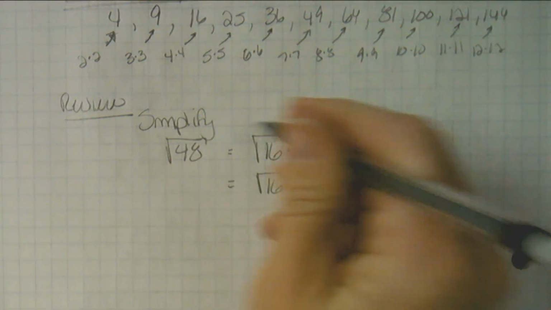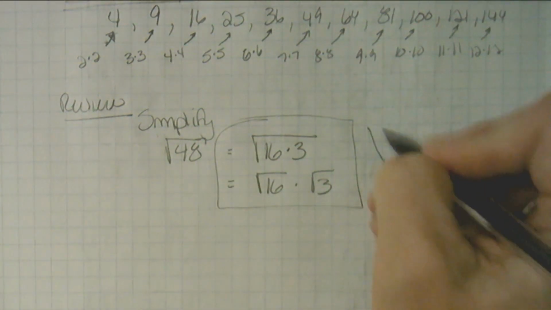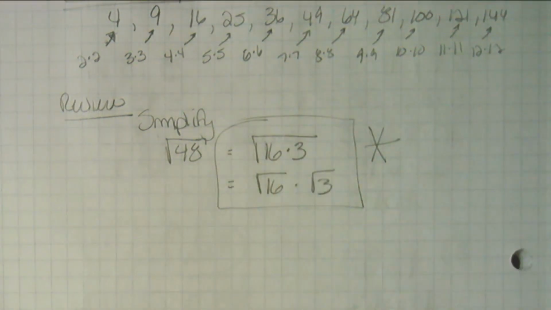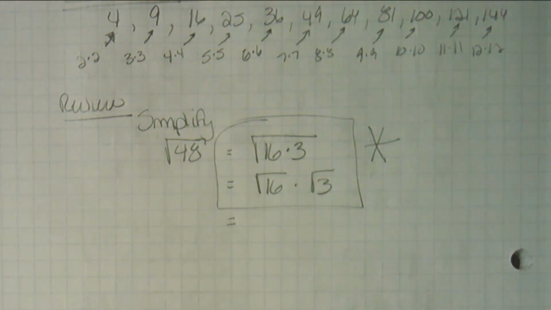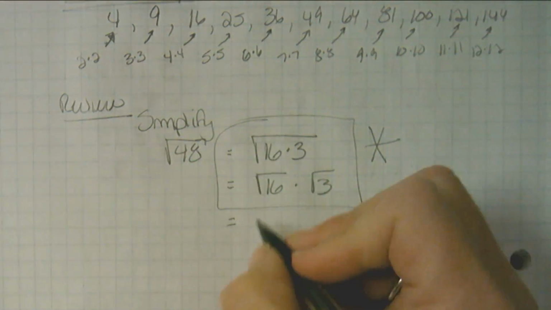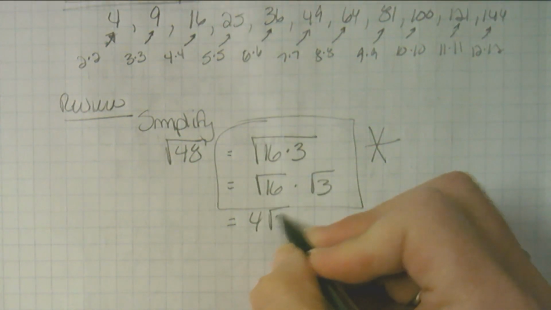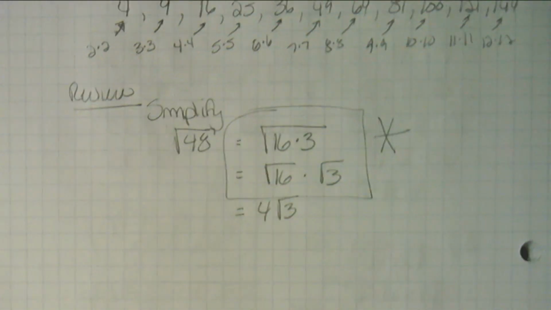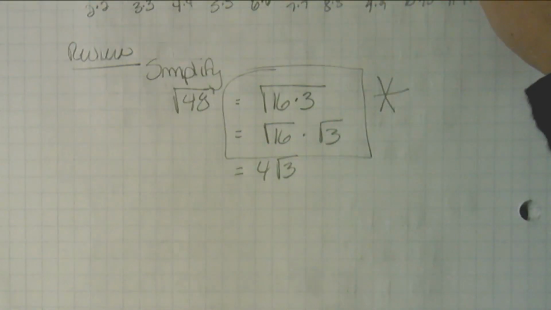I want you to remember this. I'm going to put a star by that because we're going to use this same idea going forward. Somebody finish this for me. What's going to be my final answer? Charlotte? What is the square root of 16? 4. So what's my final answer? Excellent. Do you guys feel a little bit better about simplifying those?